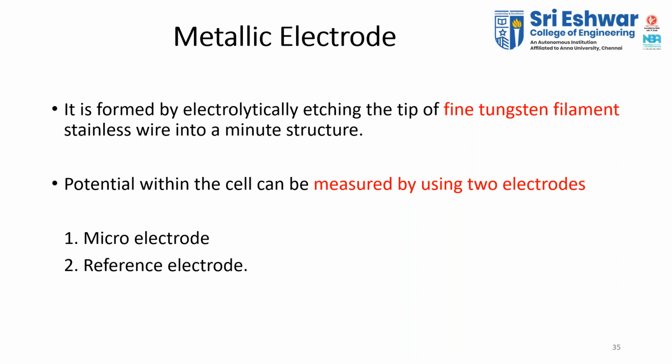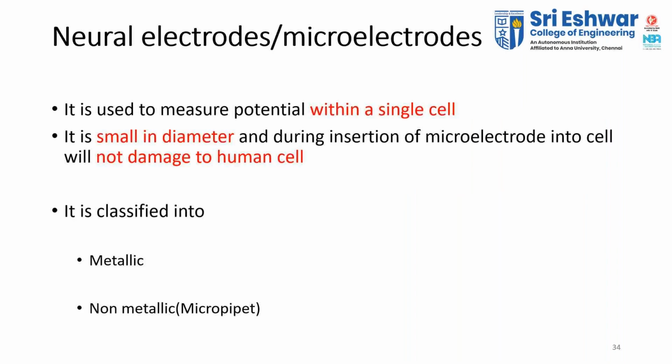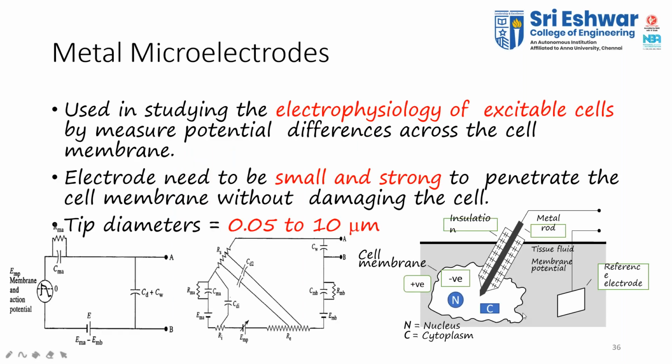And here the neural metal electrode is used for studying the electrophysiology of excitable cells. From this diagram, you can easily understand. Look at this diagram. This is your single cell, which has cytoplasm and a nucleus. I'm going to measure single cell operation, whether it is working properly or not. This is my metal electrode.